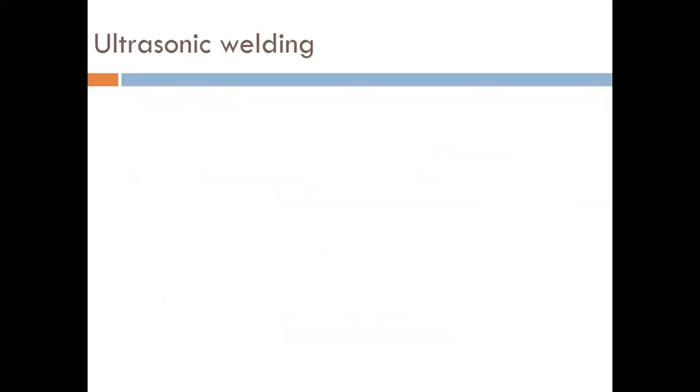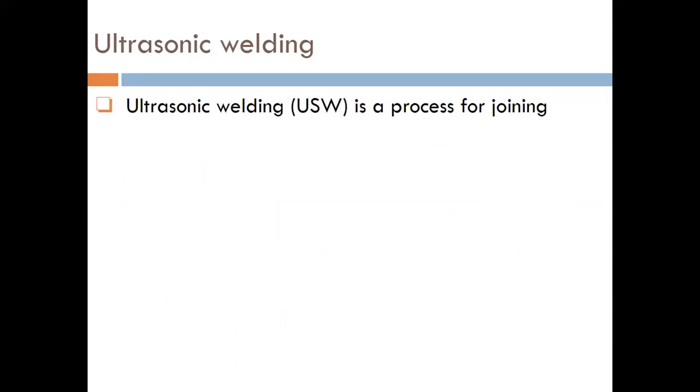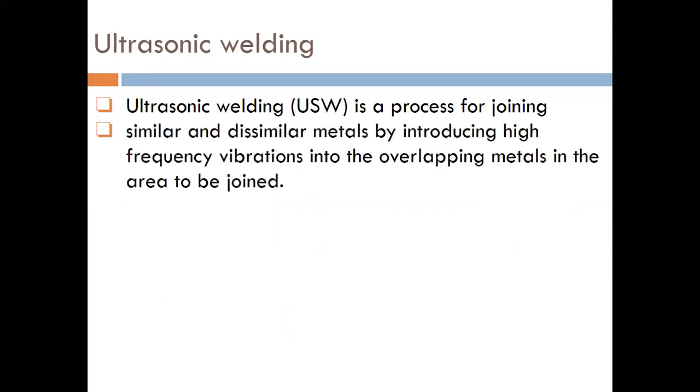Next process is ultrasonic welding. Ultrasonic welding is a process of joining similar or dissimilar metals by introducing high frequency vibration into overlapping metals in the area to be joined.